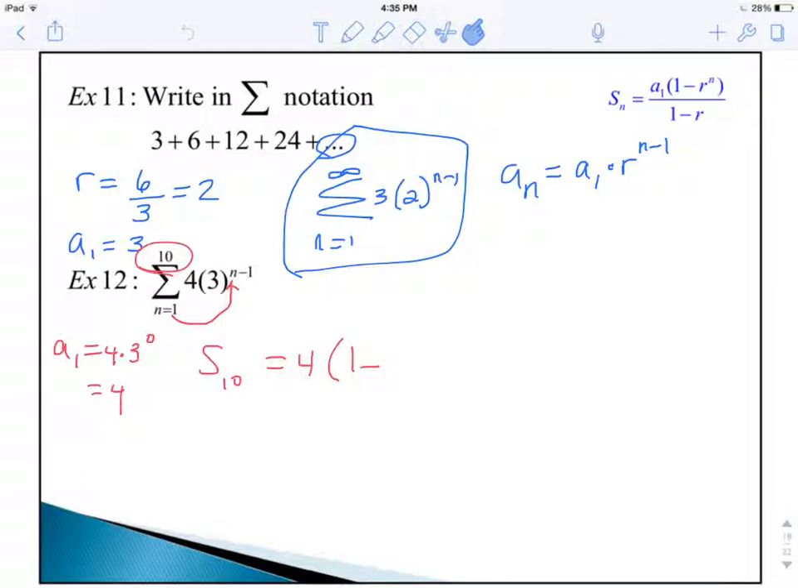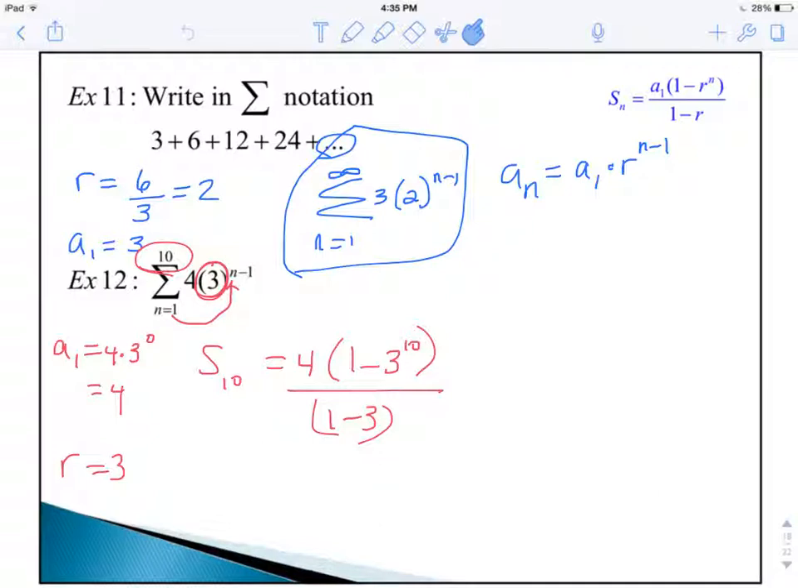Now to figure out our r value, the ratio is always going to be the number that's being raised to the power. So in example 12, 3 is my common ratio. If you're ever unsure, you can always generate the first couple terms of your series or sequence, and then you can find the r value that way. So we're going to do 1 minus 3 to the 10th power, and then all divided by 1 minus 3.